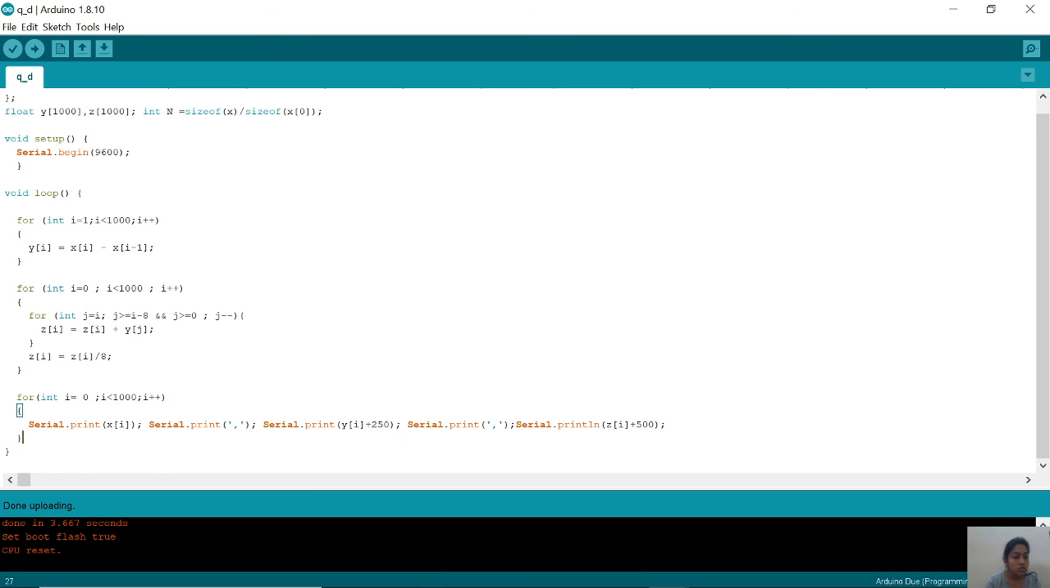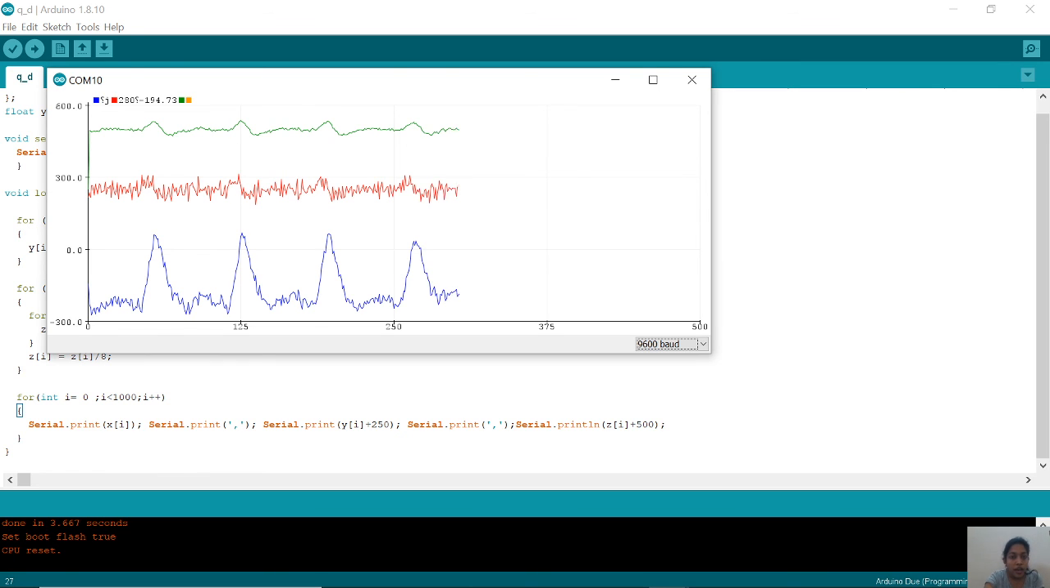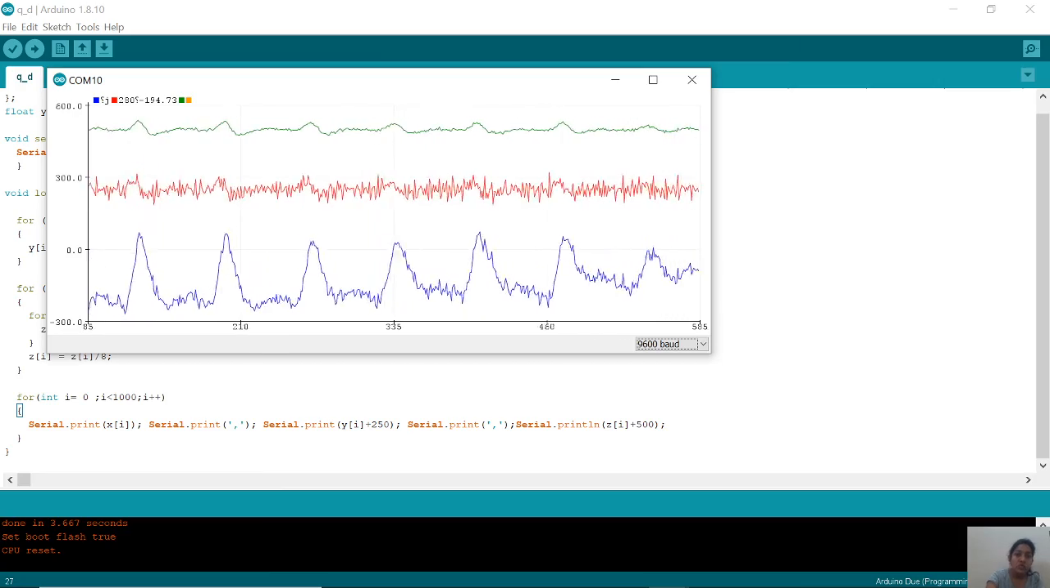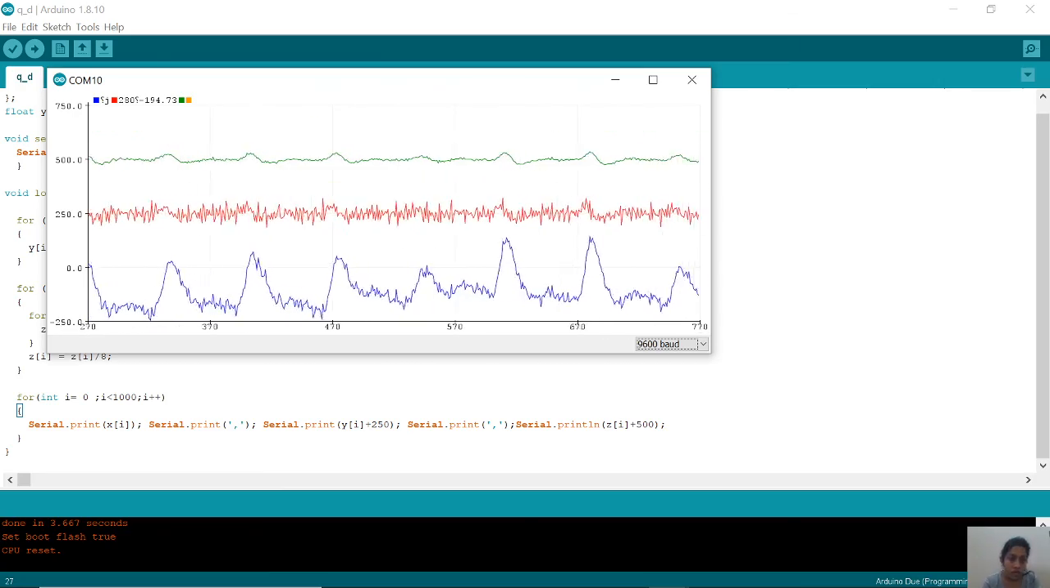We'll plot this, just Control Shift L. Here the blue color line indicates x of i, the red color line indicates the first order derivative filter output, and z of i indicates the moving average filter applied to the first order derivative output.